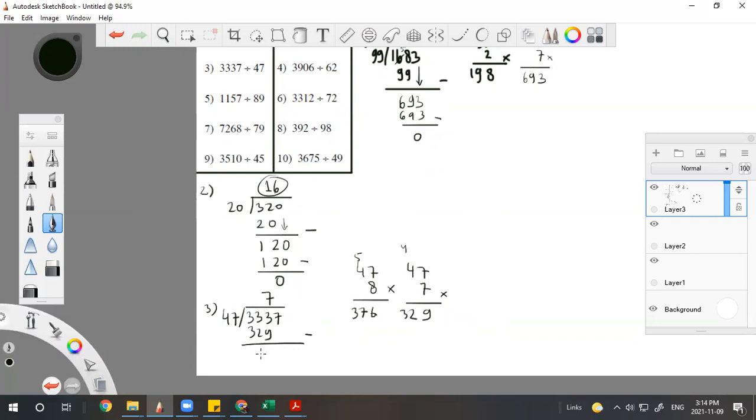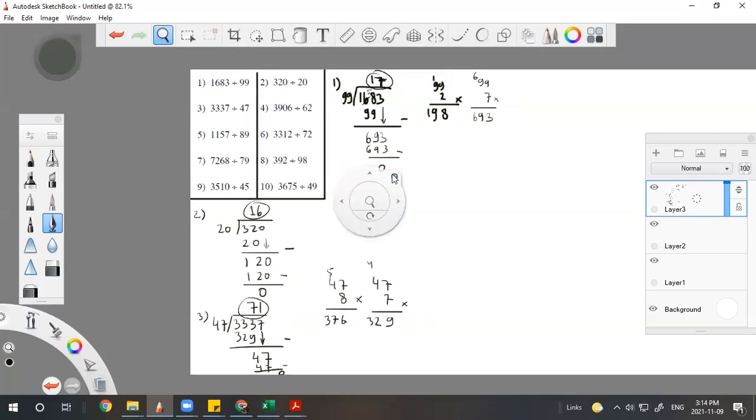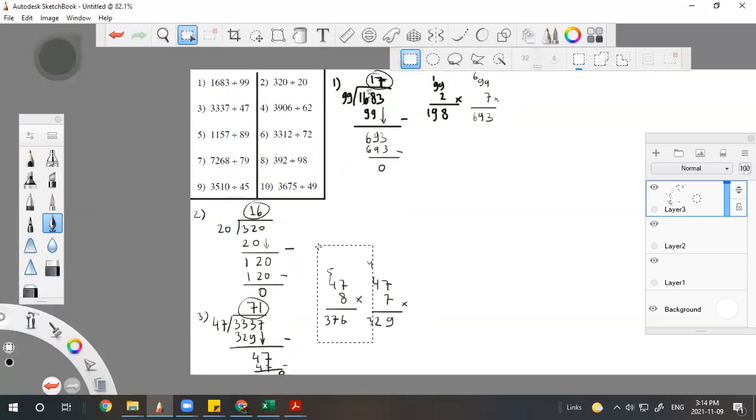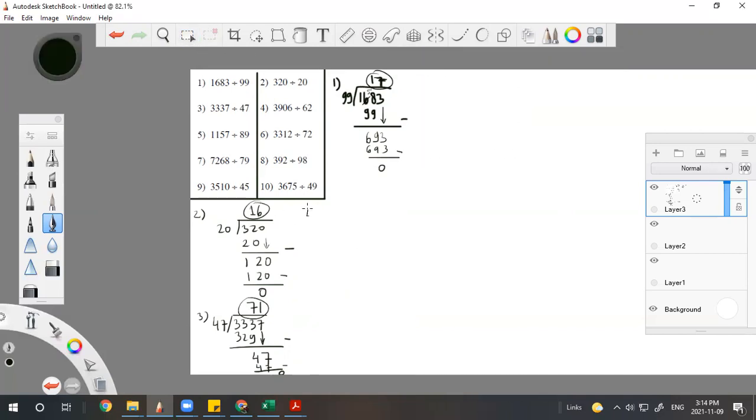And 13 minus 9 is 4. 47. Whoa, okay, this is quite simple, right? 47 by 47 is 1. So 47 subtract 0. So the answer will be 71. Okay, that is how you do it on and on and on. Try to check with the multiplier. So find the nearest multiplier.